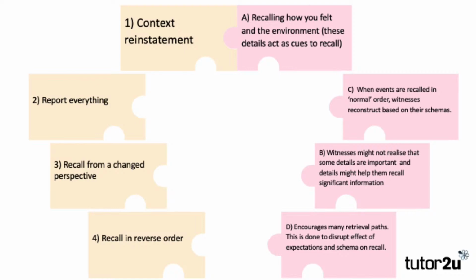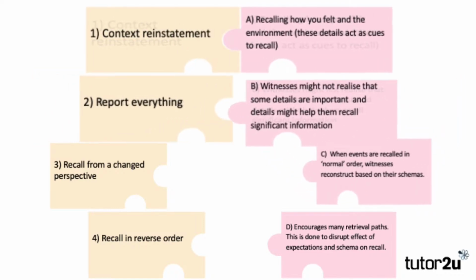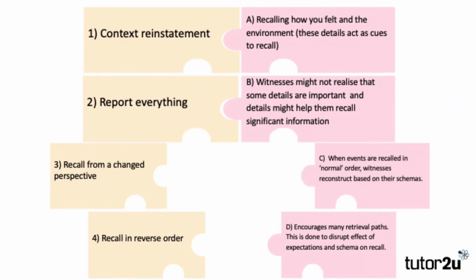What about number 2 then? Report everything. Which letter corresponds with number 2? Yep, excellent. Well done. So Ruby, you got in there first. I think we've all got the right answer there. Yes, so it is absolutely B. Well done. So report everything. Witnesses might not realise that some details are actually important, and actually those details could help them trigger other significant information. So report everything, very important.